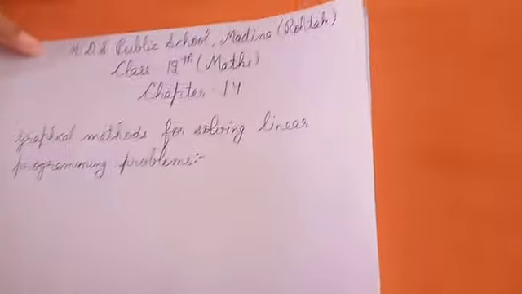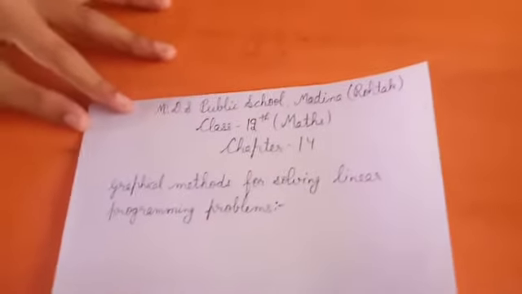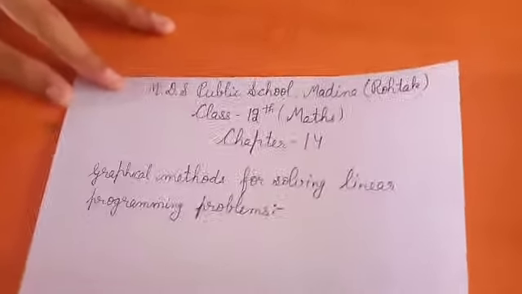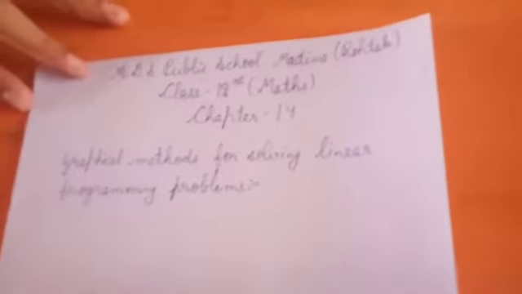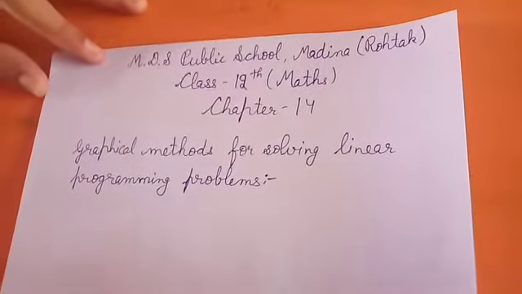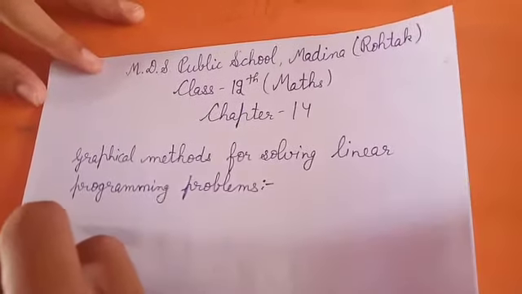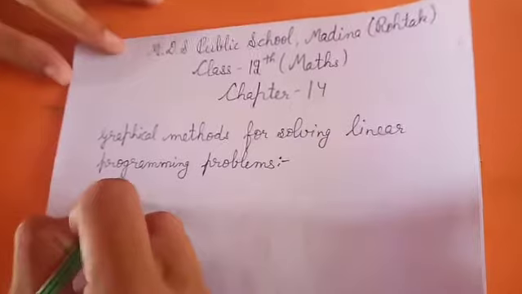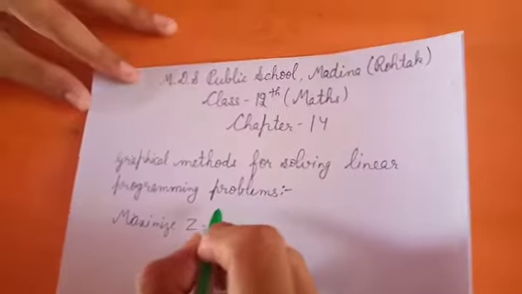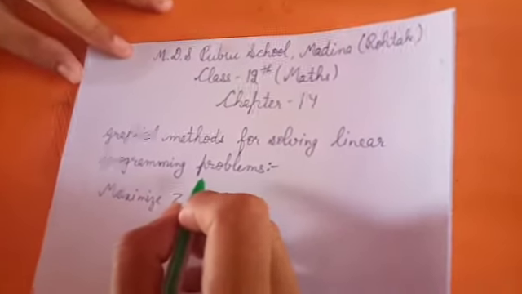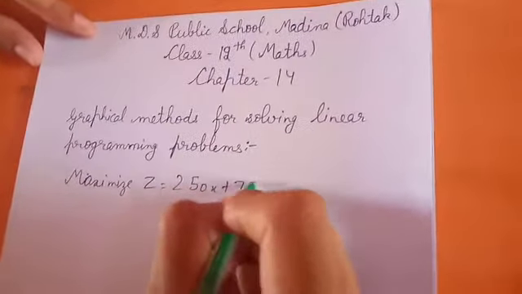Now if we discuss the example of the dealer we studied in the basics of exercise 14.1, what we had to do there was to maximize z equal to, what was our z? Our z was 250x plus 75y.